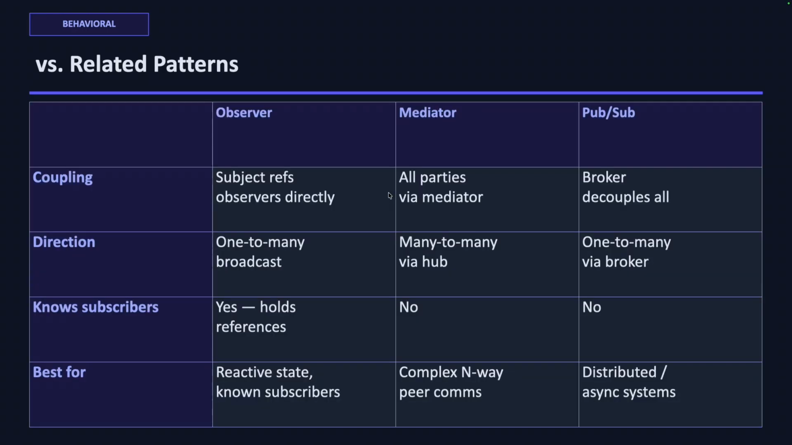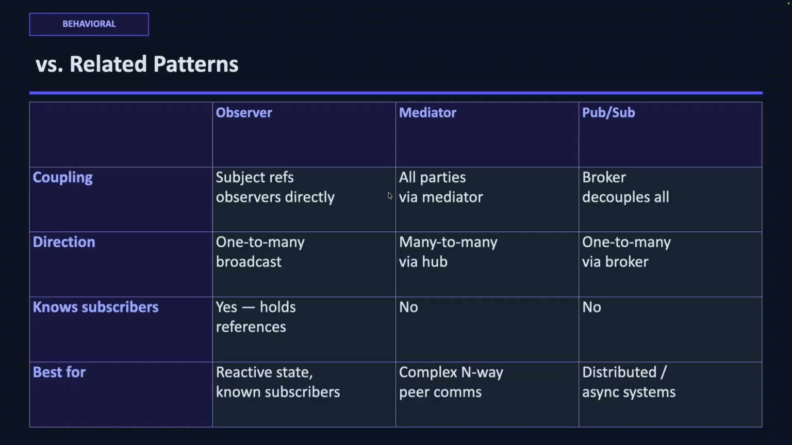Patterns that are easy to confuse with observer. The first one is the mediator. It also handles decoupled communication, but it's many-to-many through a central hub. All parties route their messages through the mediator object, which coordinates. The observer is a one-to-many broadcast. The subject notifies the observers directly. The mediator reduces coupling between multiple peers. The observer reduces coupling between one broadcaster and many listeners.